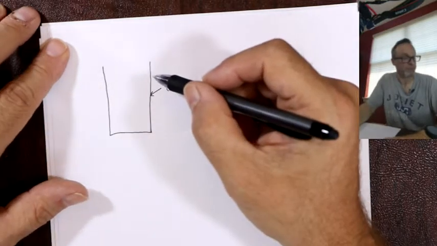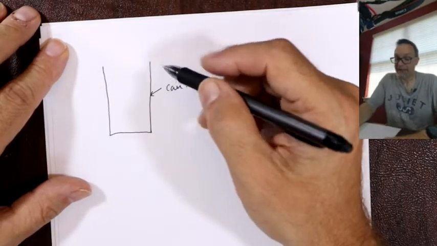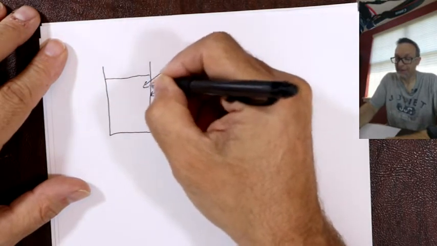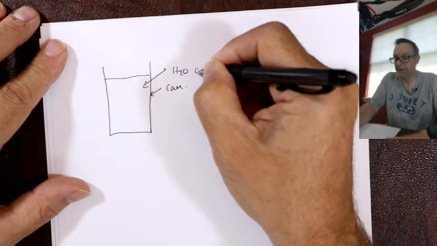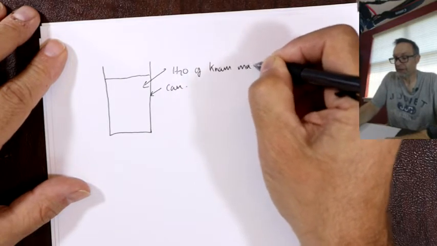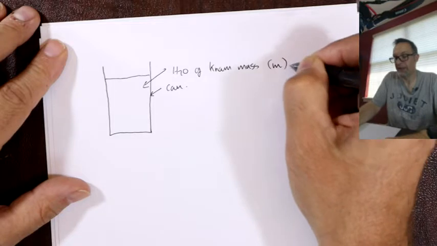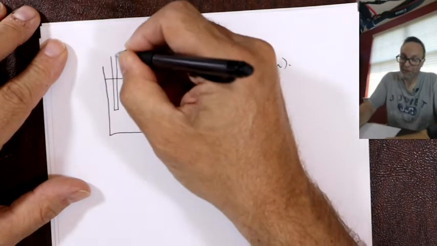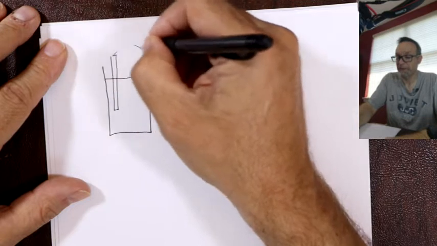So we have a can, and in that can we have our water, that's H2O of known mass, and that's going to be M later in our math. And then we have a thermometer or a temperature probe.